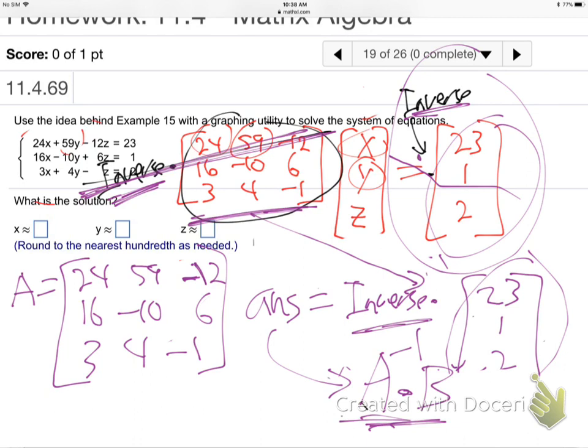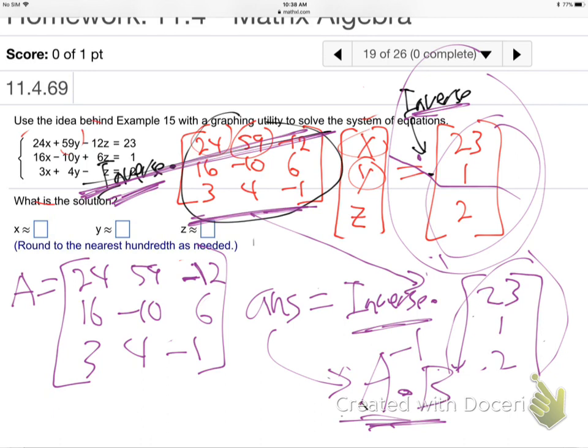Let's do it. So go to matrix, edit. I'm going over to edit. Input matrix A. What's matrix A? It's a 3 by 3. 24, whoops, I blew that. 24, 59, negative 12, 16, negative 10, and 6, and 3, 4, negative 1. Okay, so I've got matrix A in there. We good? Second quit.